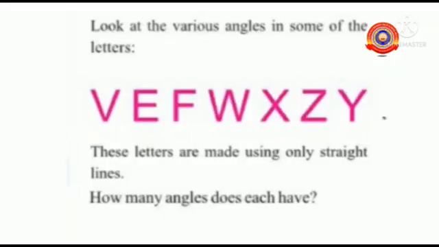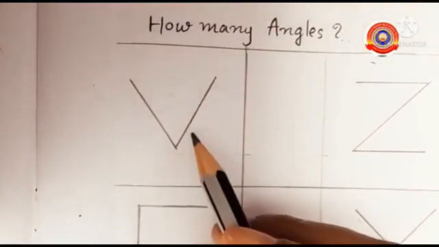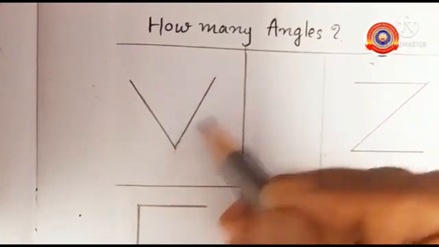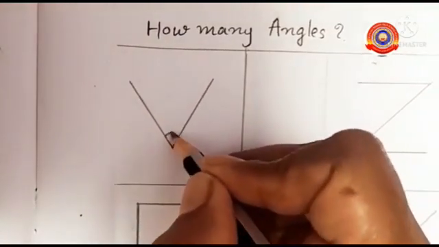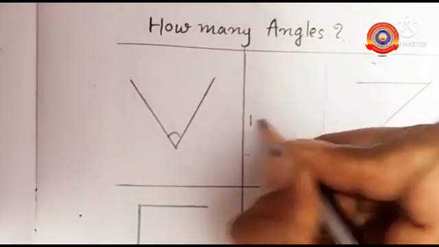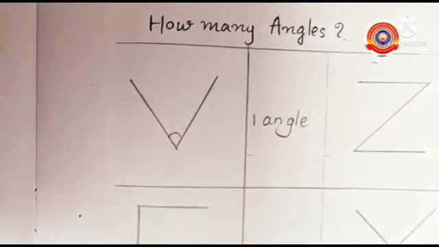Children, here are some letters. Look at the various angles in some of the letters. These letters are made using only straight lines. How many angles does each have? Here the letter V. In this letter, two lines join together to form an angle. So, the letter V has only one angle.